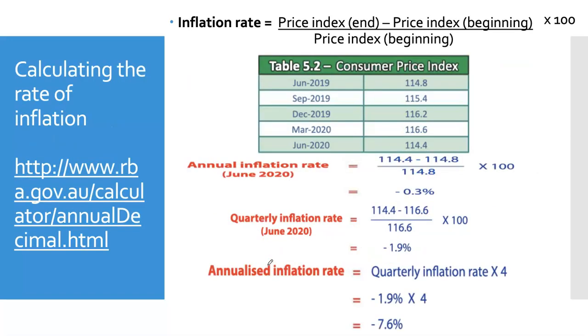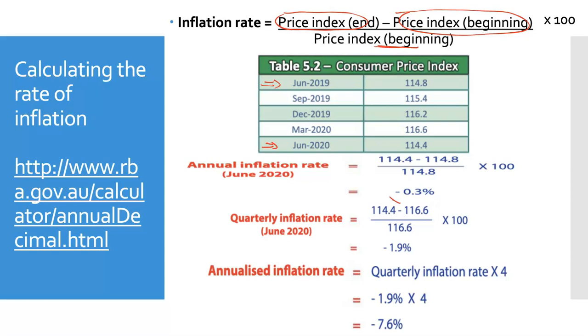And here is some actual consumer price index data all the way up to June 2020. So if we're going to calculate the annual inflation rate, we're going to look for June 2020. We're going to find June 2020 and June 2019. And the inflation rate is going to be the price index at the end minus the price index at the beginning, divided by the beginning. Just like you're trying to work out a percentage change in anything else.